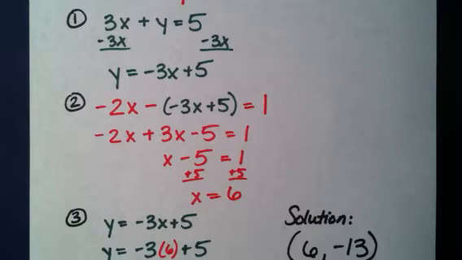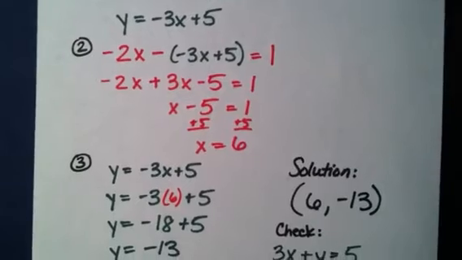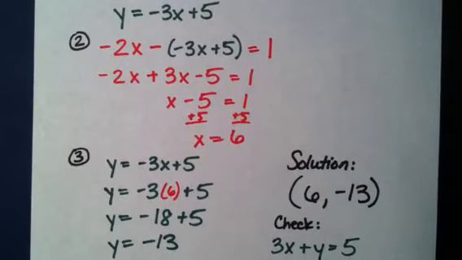My second substitution, I'm going to take that 6 and substitute it in where I have x. So y equals negative 3x plus 5 now becomes y equals negative 3 times 6 plus 5. Negative 3 times 6 is negative 18. Negative 18 plus 5 gives me that y equals negative 13. My solution is then 6 for x and negative 13 for y.